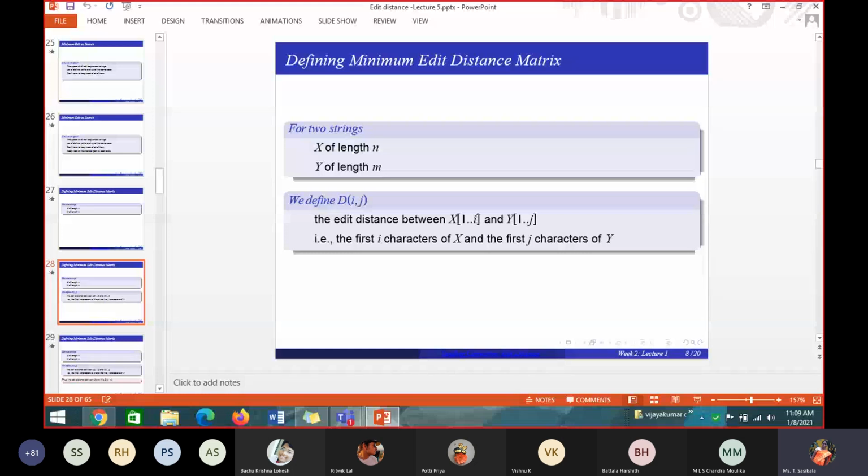I represents the length of X, and J represents the Y string. If I give D of 1,1, what does it represent? Can you tell me? We will be comparing the first character of X with the first character of Y. Very good. Generally, D of i,j means we are comparing the ith character of X with the jth character of Y.